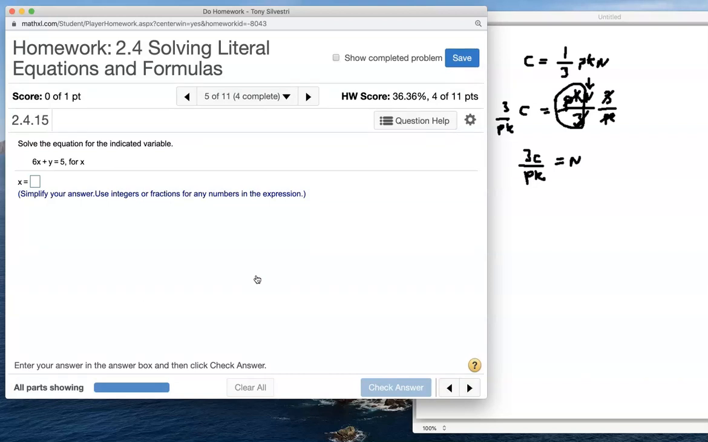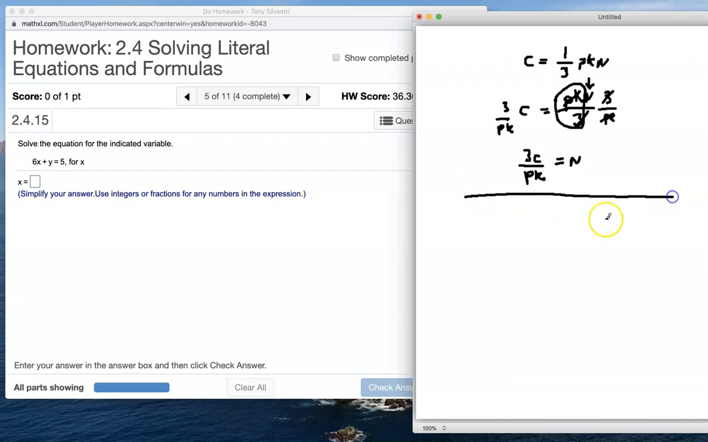Okay, solve for x, huh? Well, if this were the number 3, what would you do? If y were 3, you would subtract 3. Just think about what you would do if a variable were a number. You do the same thing. The only difference is the expression you get won't be a number. So 6x plus y equals 5. I'm going to subtract y from both sides.